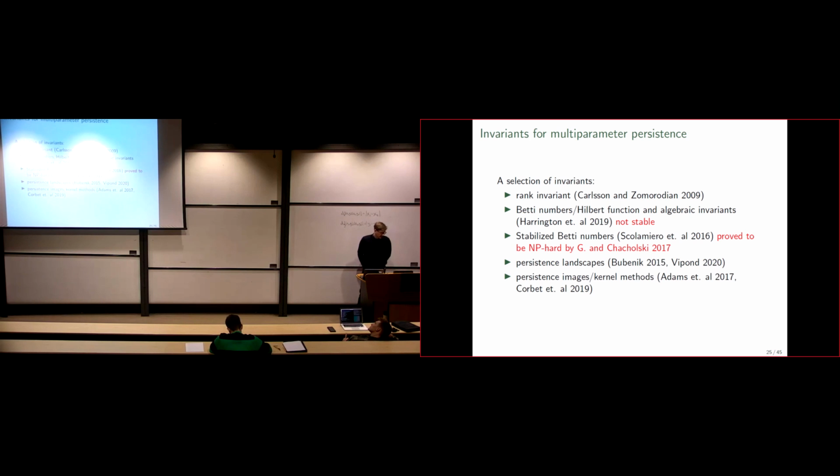And there are other alternatives or other approaches to this. So persistence landscapes, they in a sense vectorize the information of the persistence module and make it applicable to use with other machine learning algorithms. And the persistent images and kernel methods, they try to achieve the same thing, but in a different way of vectorizing this information.